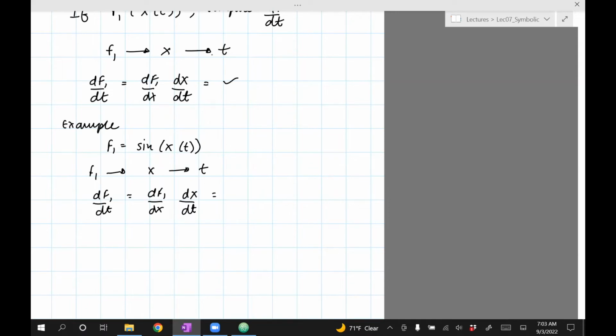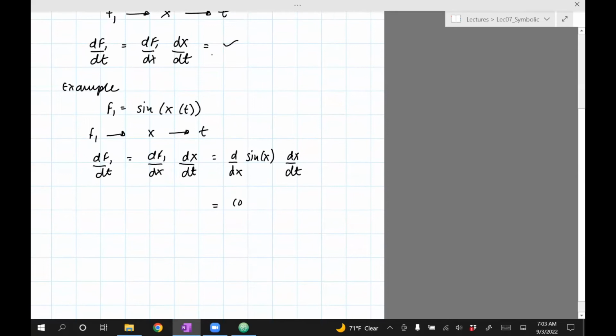So df1/dx is the derivative of sine x with respect to x, and then we have dx/dt, which you can see is nothing but cosine of x. dx/dt, let's call that x dot. Okay. So you need x dot and the value of x to compute df1/dt. Later on, we'll verify this using the symbolic toolbox in Python.